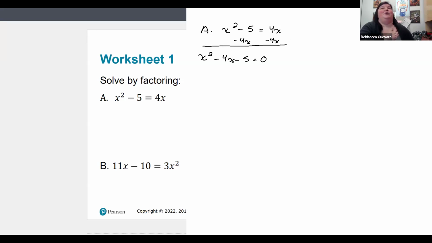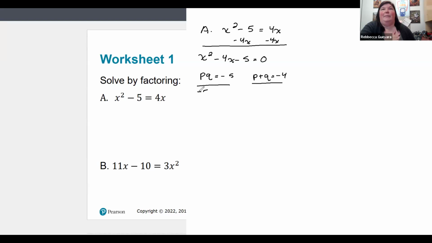So now we got it in standard form. So now we just have to factor. As a reminder, I need two numbers that multiply to give me the minus 5, because we're doing a reverse FOIL here. And I need two numbers here that are going to add to give me the minus 4.